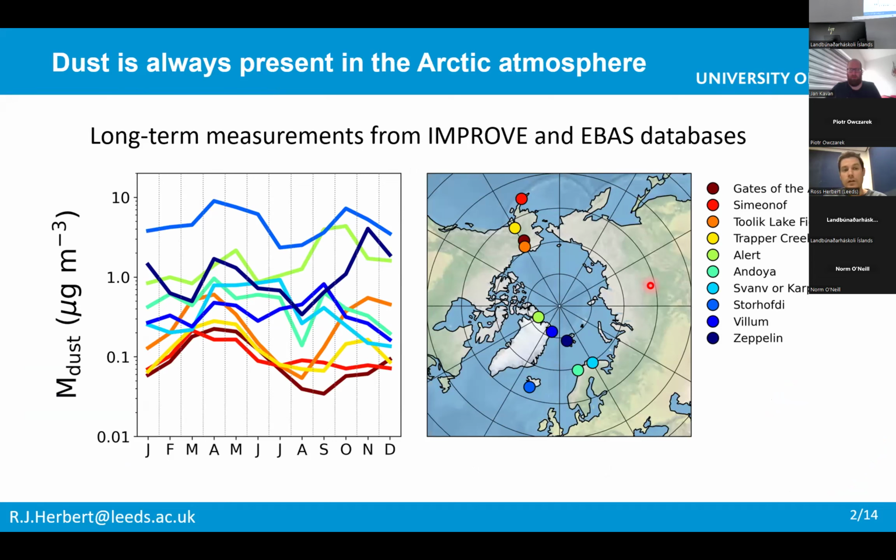First of all, dust is always present in the Arctic atmosphere. We've got some long-term observations here from sites around the Arctic, showing the annual cycle of the dust mass concentration at the surface. We can see there are annual cycles in some of these locations, but we always see dust of varying magnitudes around the Arctic. I don't think that's going to surprise anyone.